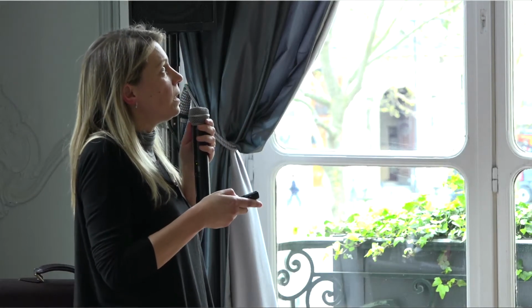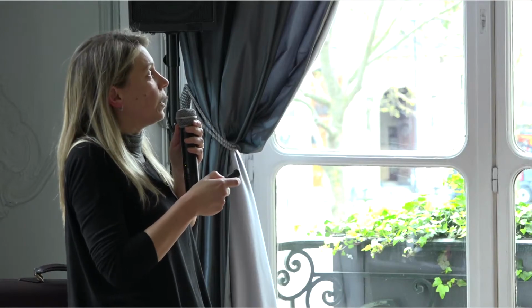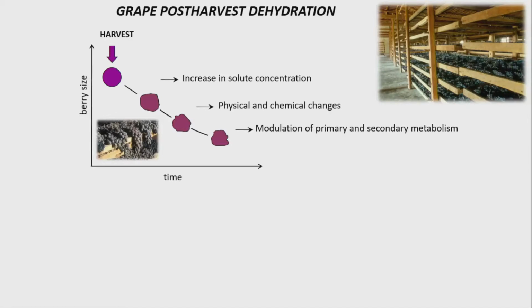Briefly, in this process, when the berries fully reach maturity, they are detached from the plant and stored in drying rooms with controlled temperature and humidity conditions. During this process, there is an increase in solute concentration due to the evaporation of water, physical and chemical changes, and also the modulation of primary and secondary metabolism.